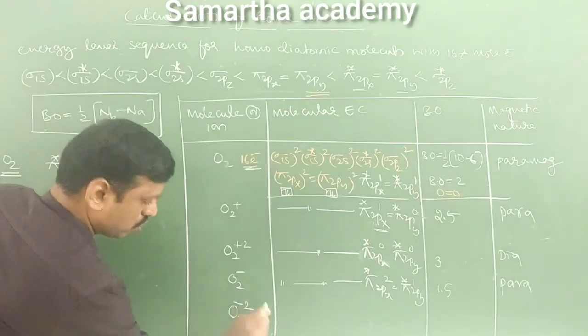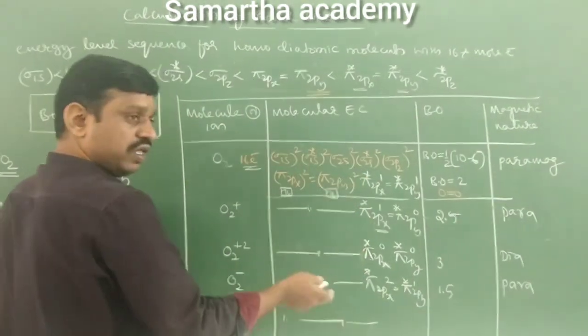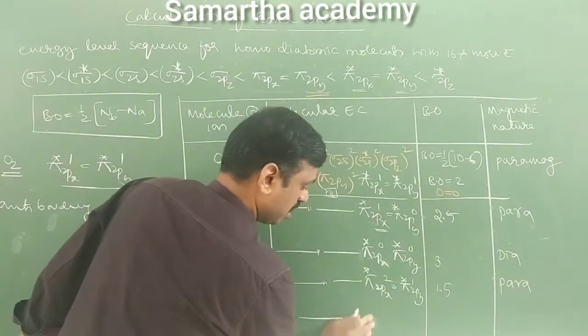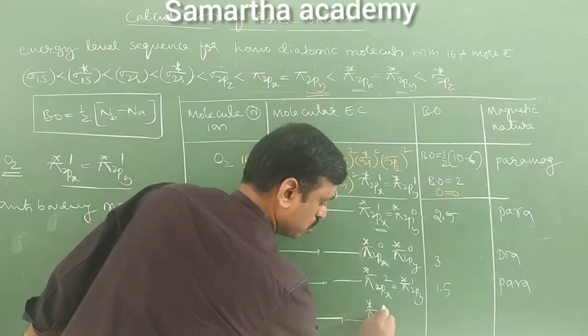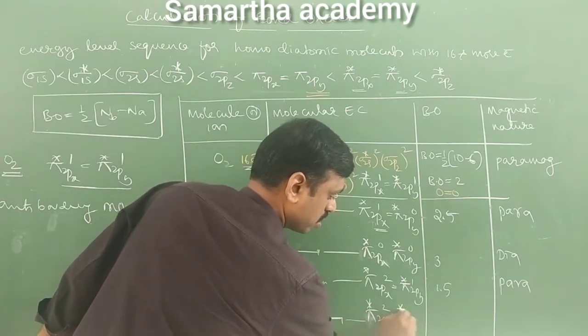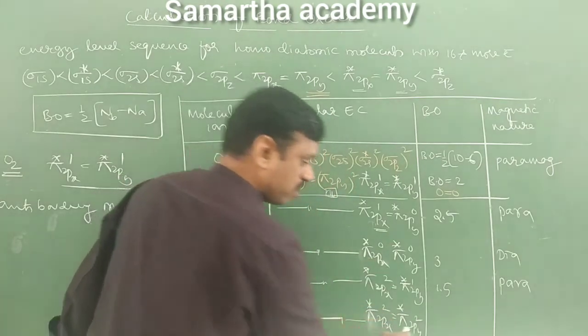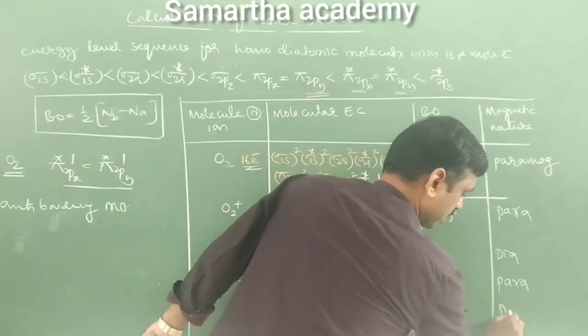Last one is O2 minus 2. Electronic configuration similar to O2. Then add 2 electrons, 1 here, 1 here. Then what is the electronic configuration? Pi star 2px 2, then pi star 2py 2. Then what is the bond order? 1.0. Then it is diamagnetic.